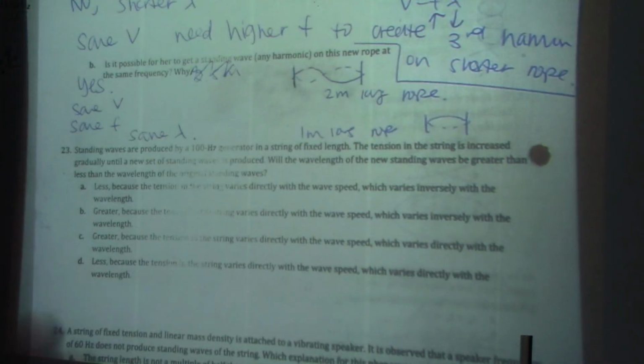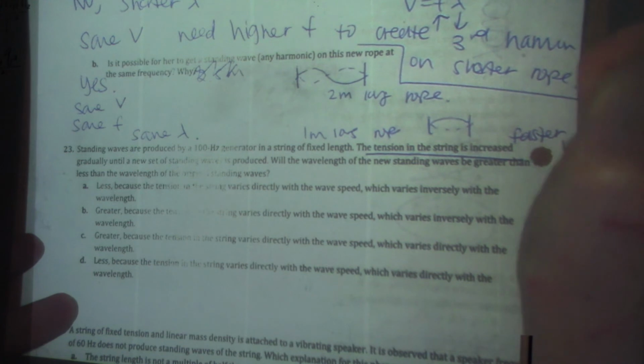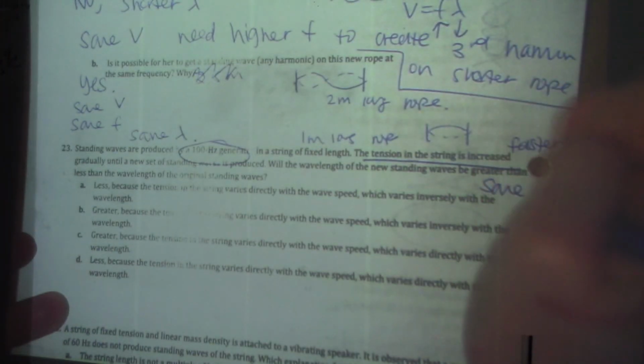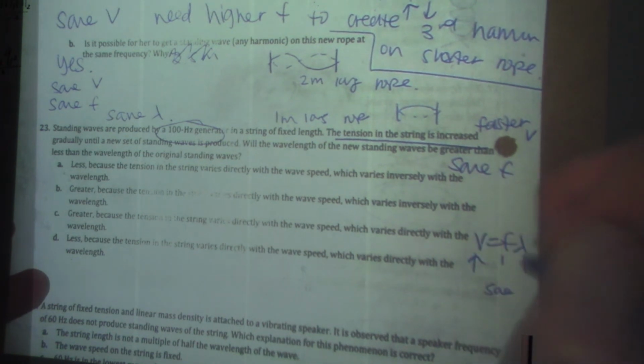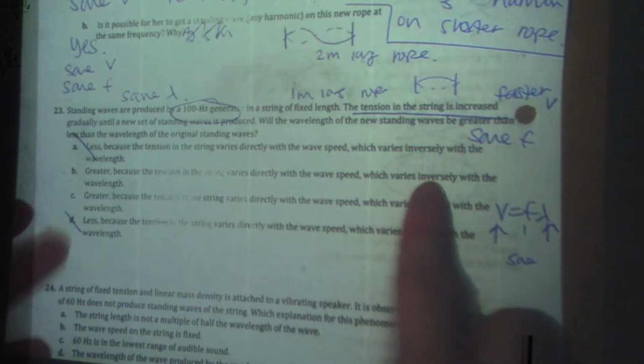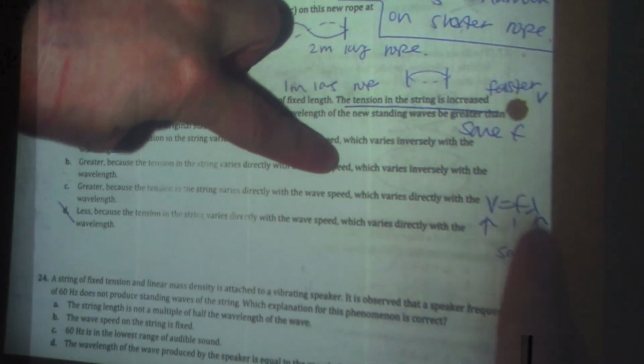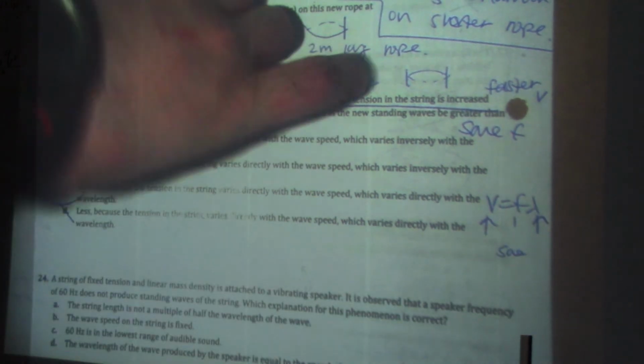Standing waves are produced by a 100 hertz generator in a string of fixed length. The tension is increased, so that means that you have a faster speed. And it says same frequency. It doesn't say anything about frequency changing, so same frequency. V equals f times wavelength. If you increase this and keep this the same, then your wavelength would have to increase. So we can cross off these. Tension varies directly, more tension is more wave speed, and then speed varies inversely with wavelength? No, more speed means more wavelength, so they both vary directly.